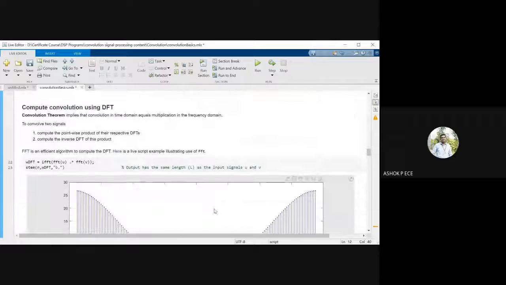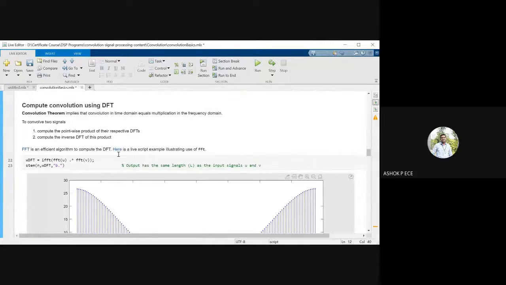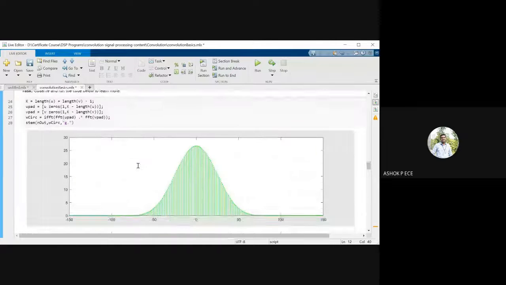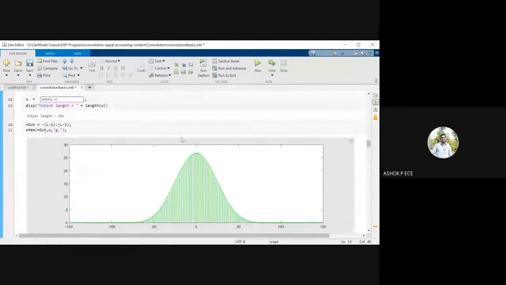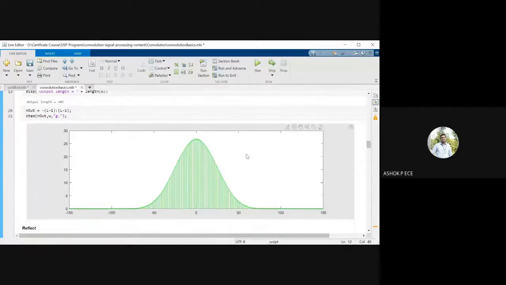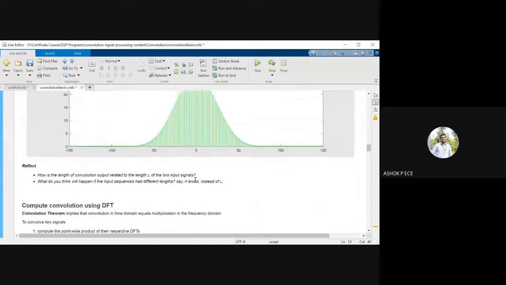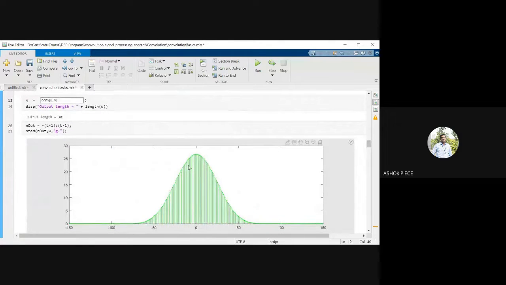Okay. So now we go into DFT. We are checking whether the answer you got using the time domain and the answer you got using the frequency domain are the same. For that, we have convolution. We have this property in frequency transform.